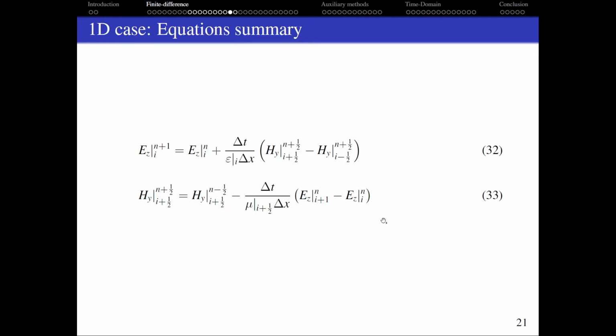So here is the summary of our FDTD equation. So this is going to be the FDTD scheme for the 1D case, and this is going to work in itself. You will be able to propagate stuff in 1D. So this works if you want to try.